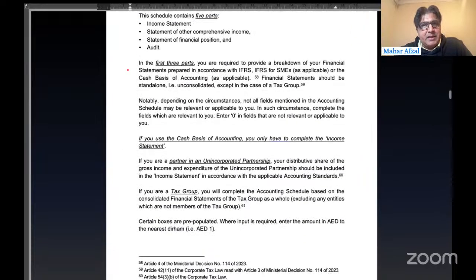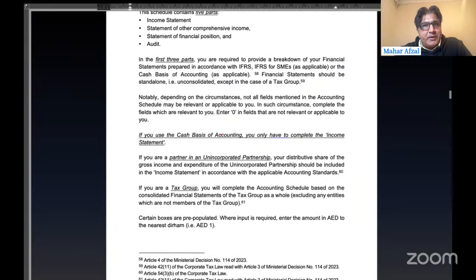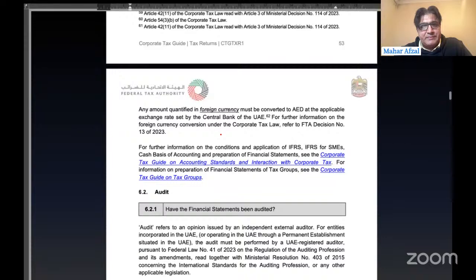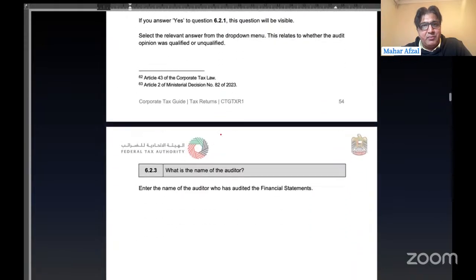Accounting standards are there: income statement, statement of comprehensive income, financial position, and audit. Audit we have discussed in detail, what is the requirement for the audit, opinion.